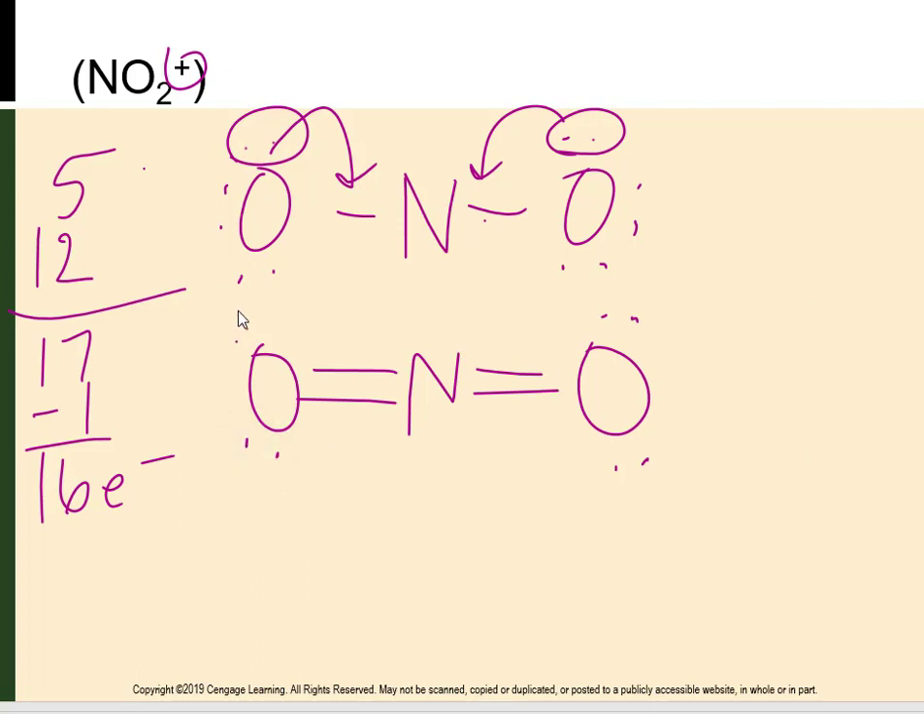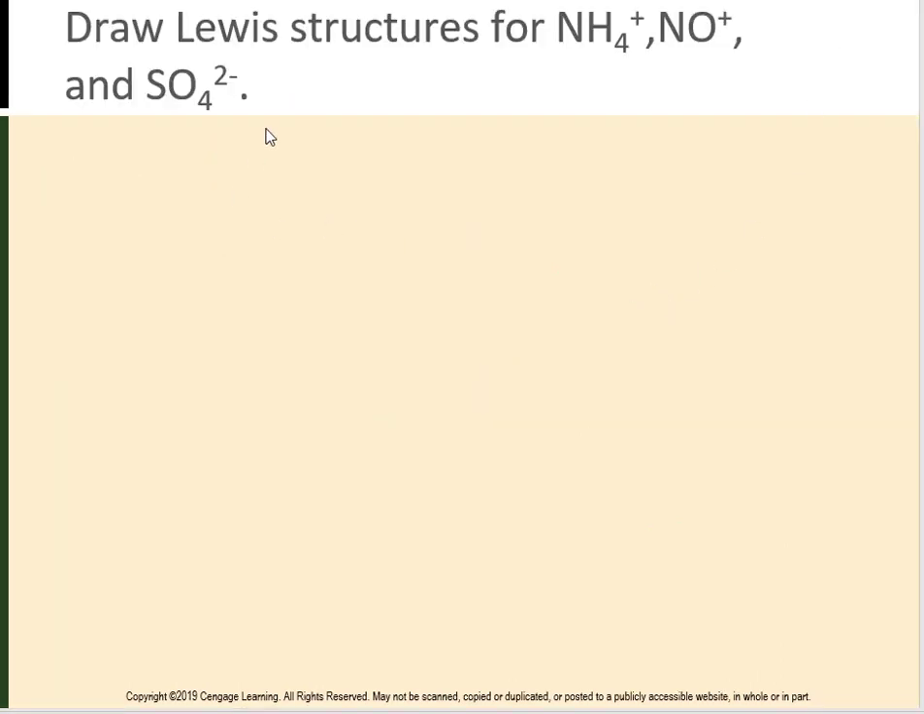So now we can just double check. Oxygen has 1, 2, 3, 4, 5, 6, 7, 8. Nitrogen in the middle, 1, 2, 3, 4, 5, 6, 7, 8. This oxygen, 1, 2, 3, 4, 5, 6, 7, 8. Everybody is happy. And then I just need to notate that it's a plus 1 ion. Why don't you try these structures for ammonia, NH4 plus, NO plus, and SO4 2 minus? So pause the video and we'll check back in a second.